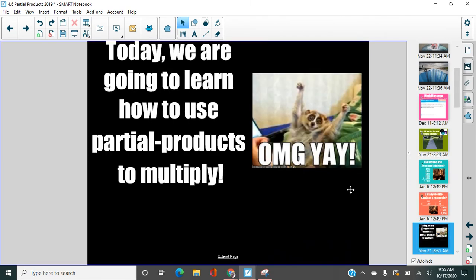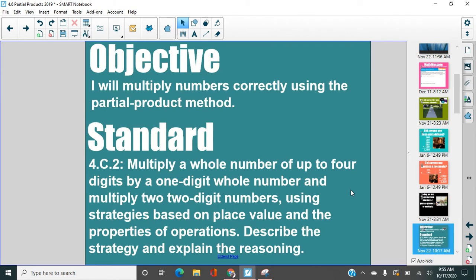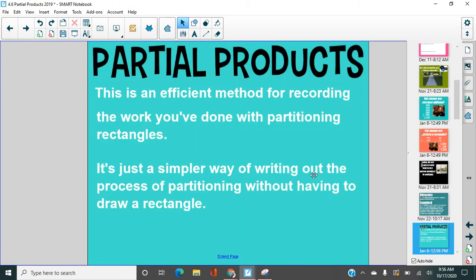Today, we're going to learn how to use partial products. Okay, so this is going to connect really closely to those partitioned rectangles. But it's just going to be another step along our multiplication journey here. We're going to multiply numbers using the partial product method. Okay, and this is going to be a place value model, right? We're going to be multiplying numbers by one digit up to as many as 4 digits today.